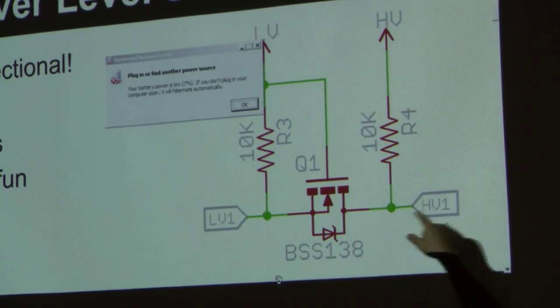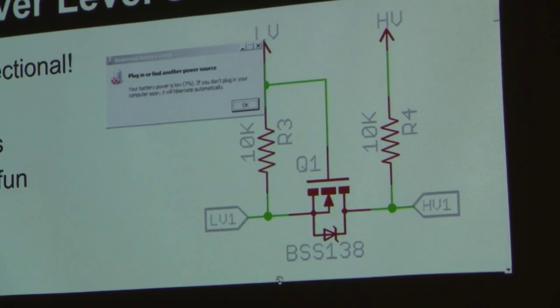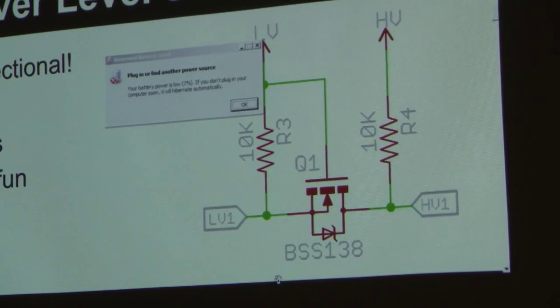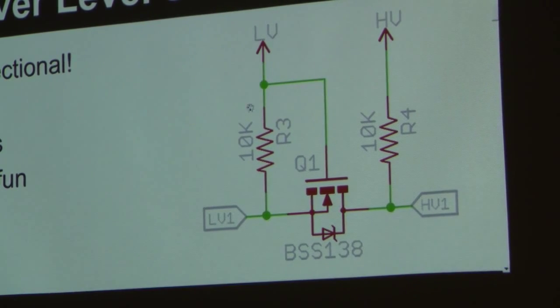And by the same token, if you, I thought I had it plugged in. Let's see if we can race through here and beat it.